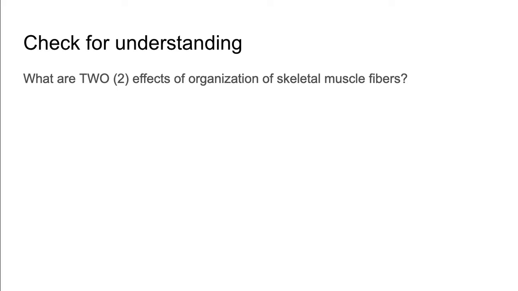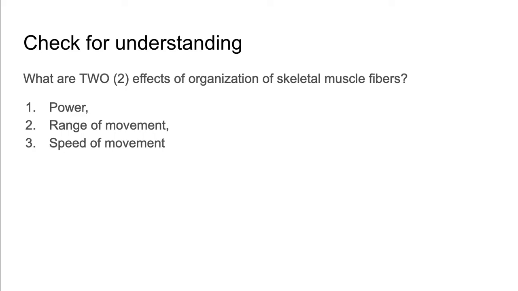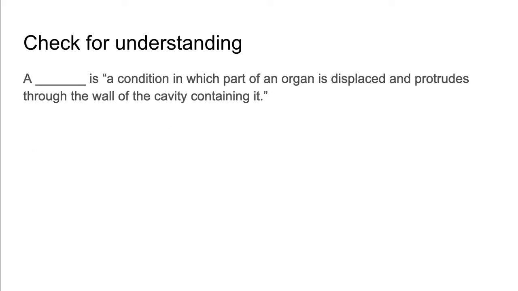Okay, let's see what the answer is. Any combination of two of these three would have worked: power, range of movement, and speed of movement. All right, next question: a blank is a condition in which part of the organ gets displaced and protrudes through the wall of the cavity containing it. I'll give you a minute to think about your answer, write it down somewhere. If you're with someone, you can explain it to them, or type your responses to others watching online in your class. I'm going to stop the video now.